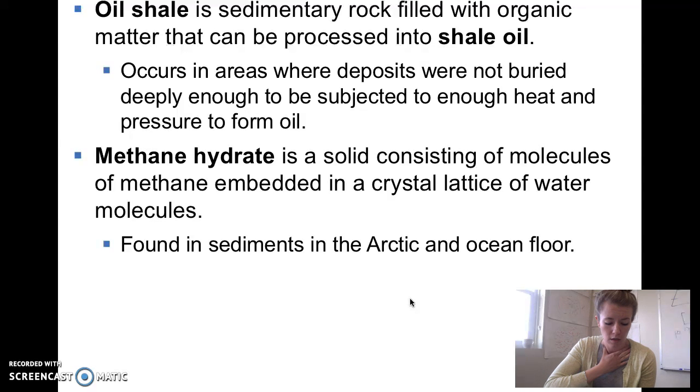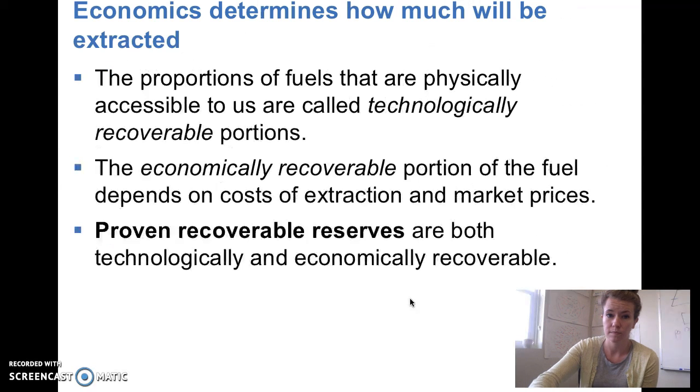The third one is methane hydrate, which is an ice-like solid consisting of molecules of methane embedded in a crystal lattice of water molecules. So basically it's found in sediments in the Arctic and the ocean floor. And the reason for that is because it's only stable at a temperature and pressure condition found there. So that's what methane hydrate is. So those are the three: oil shale, methane hydrate, and oil sands. And the way that we know how much we're going to be extracting depends on economics.